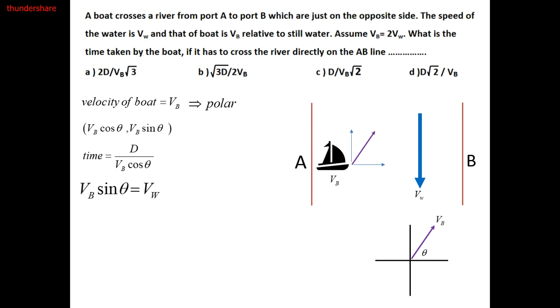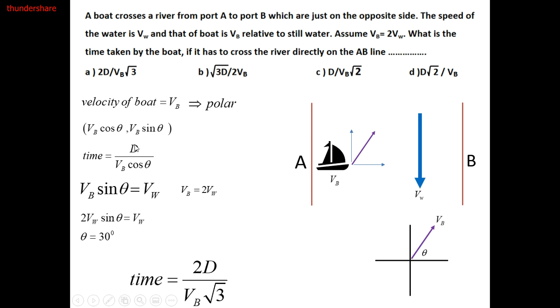And we have, as I said, that VB sine theta, the vertical upward, must be equal to the vertical downward. So VB sine theta equals VW. And he told me that VB equals twice VW. So after substituting, 2VW sine theta equals VW. So VW will be cancelled with VW. So theta equals 30. And after substituting, you will find the time equals d over VB cosine 30, which is root 3 over 2. So the final answer will be 2d over VB root 3, which is the first choice.